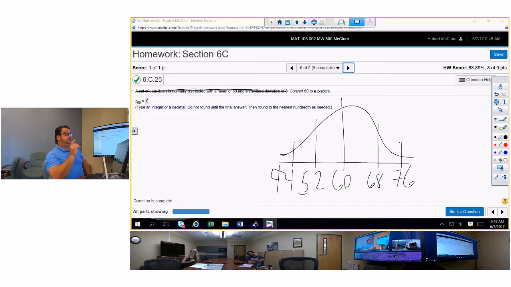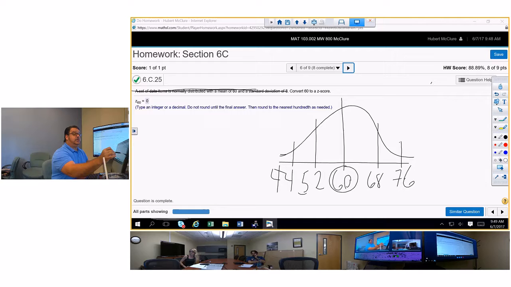Now it says convert 60 to a Z-score. So they want to know this Z-score. Well, what is 60 in the middle? What is that Z-score? 0, right? But they want you to calculate it. So we're going to calculate it.